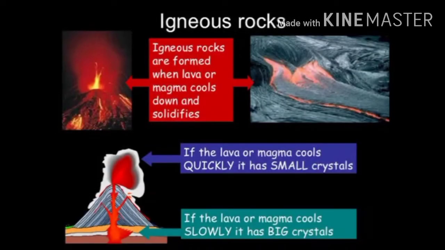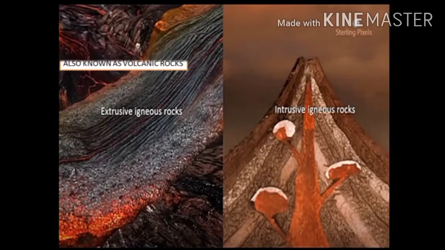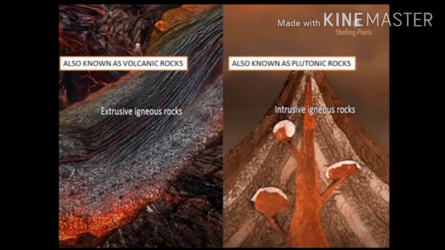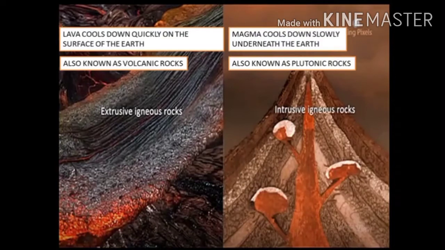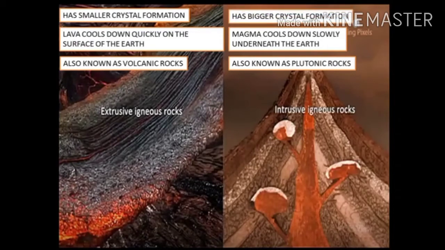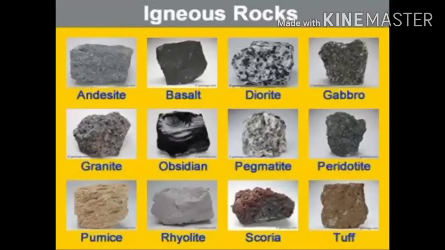The igneous rocks are formed when lava or magma cools down and solidifies. If the lava or magma cools quickly, it has small crystals. And if the lava or magma cools slowly, it has big crystals. So, the difference between extrusive and intrusive igneous rocks. Extrusive igneous rocks are also known as volcanic rocks, while intrusive are also known as plutonic rocks. In extrusive, the lava cools down quickly on the surface of the earth, while in intrusive, magma cools down slowly underneath the earth. Extrusive rocks have smaller crystal formation, while intrusive rocks have bigger crystal formation. And these are the igneous rock samples.